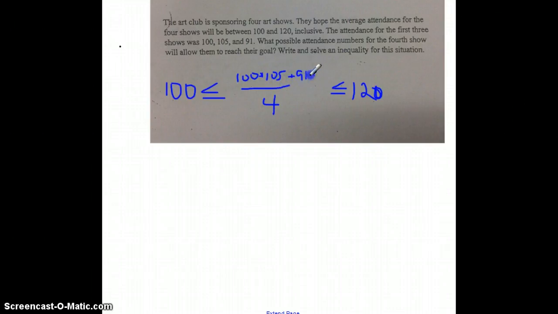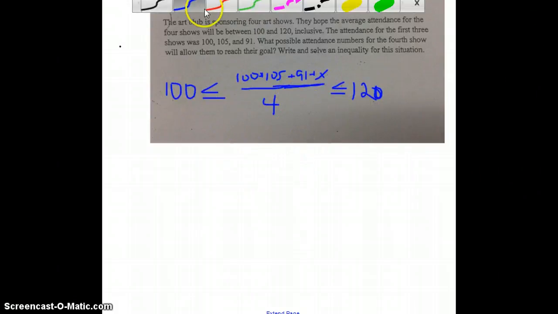And our 4th show, which didn't take place yet, that's our variable. We don't know how much our attendance is there yet. That's the x. Okay, so all those 4 items divided by 4 gives us the average. And we want the average to be between 100 and 120. So now let's solve for our variable.